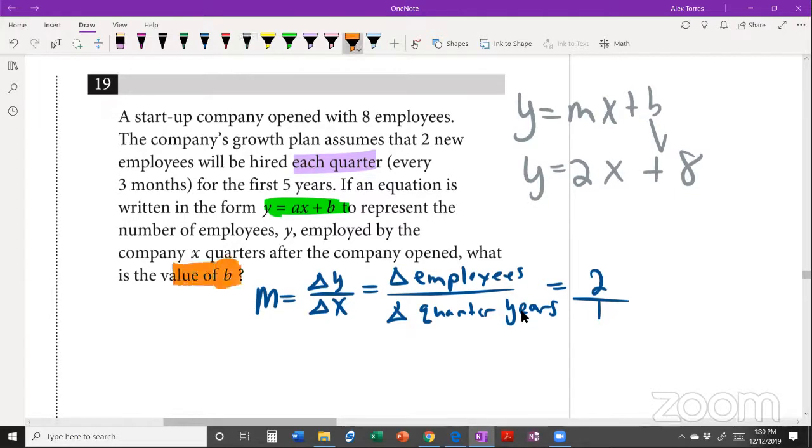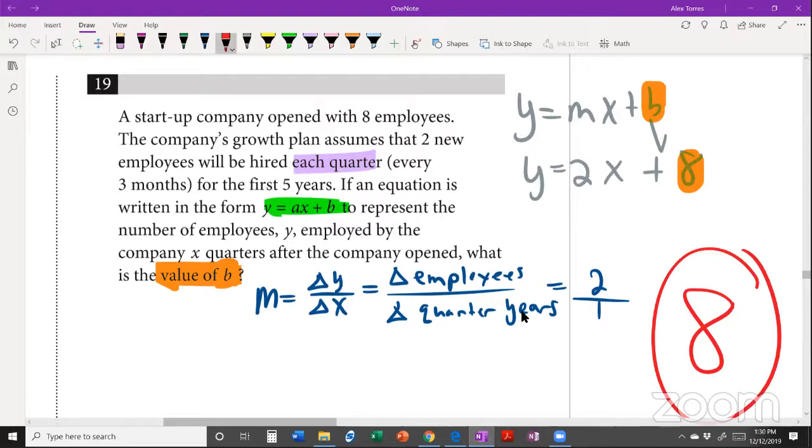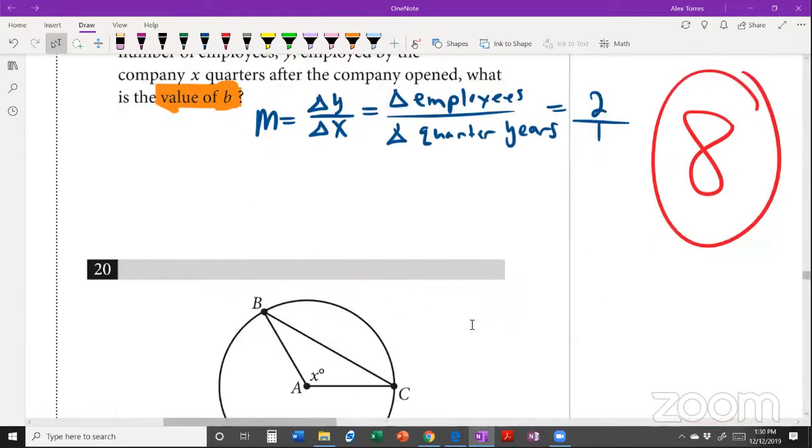What's the value of the b of it all? It's simply 8. And the answer here is 8. And we are done with number 19. Going over to number 20 now.